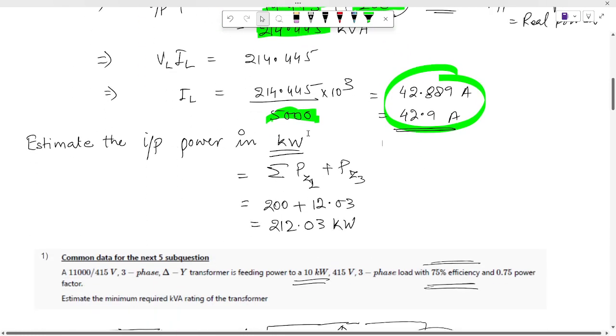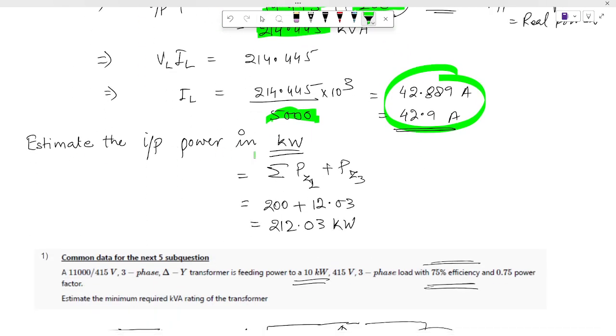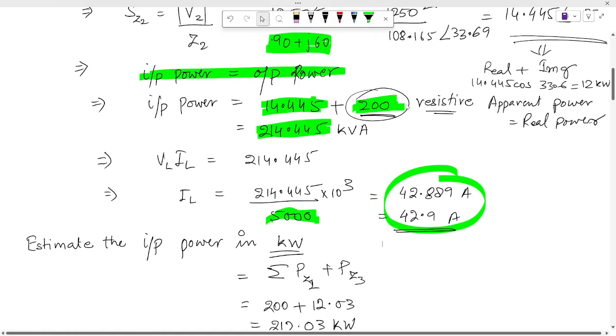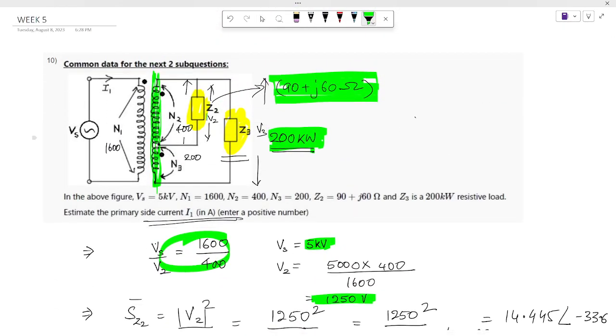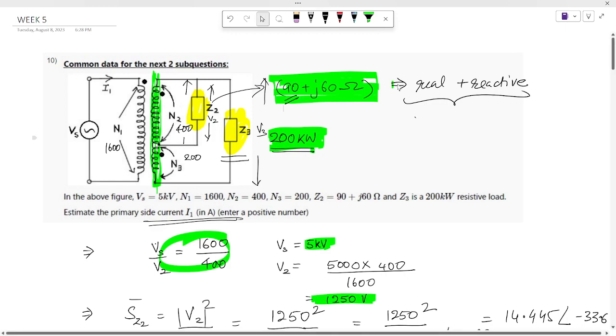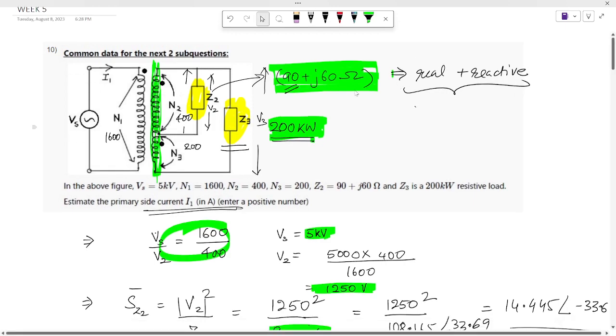Now they have asked to estimate the input power in kilowatt. Load Z2 will consume real plus reactive power, both. Why will it consume both? Because it is a combination of a resistive and inductive load.